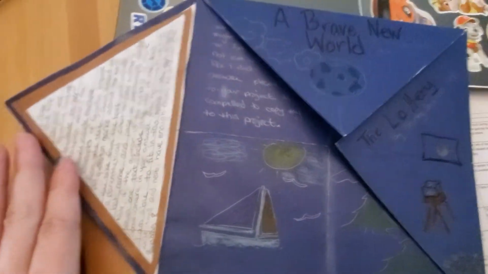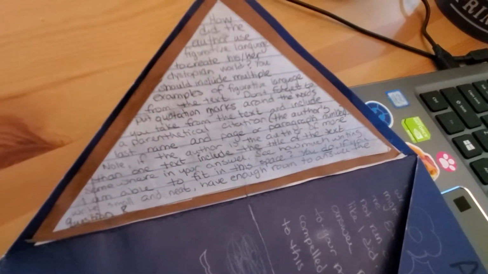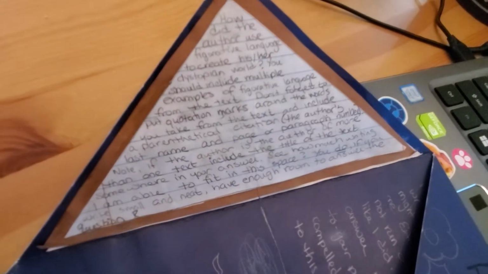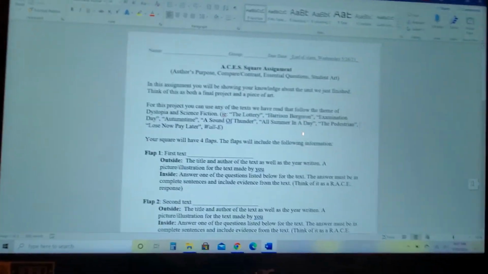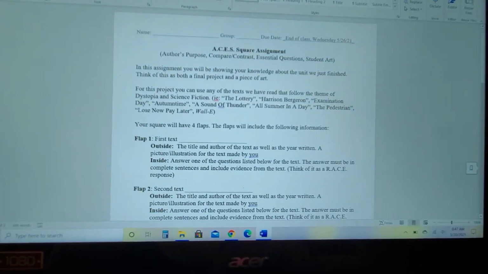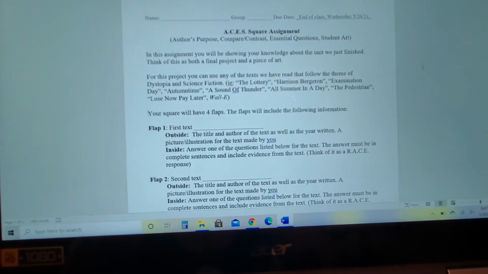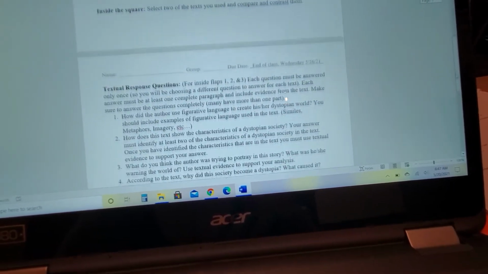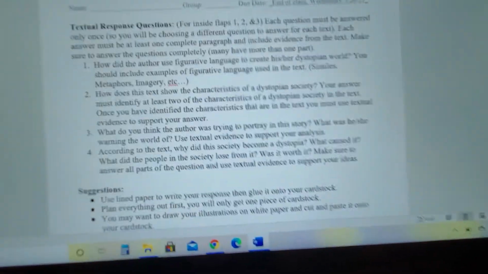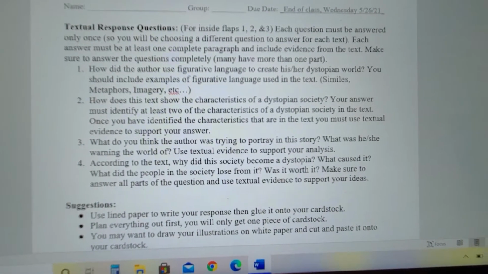Okay. Then on the inside of each one of those flaps, you are going to write out a paragraph. If you look on the second page, my finger got in the way of the instructions, let me get down to the second page here. It explains the questions, okay? So you're going to choose one question for each one of the 3 stories that you choose.